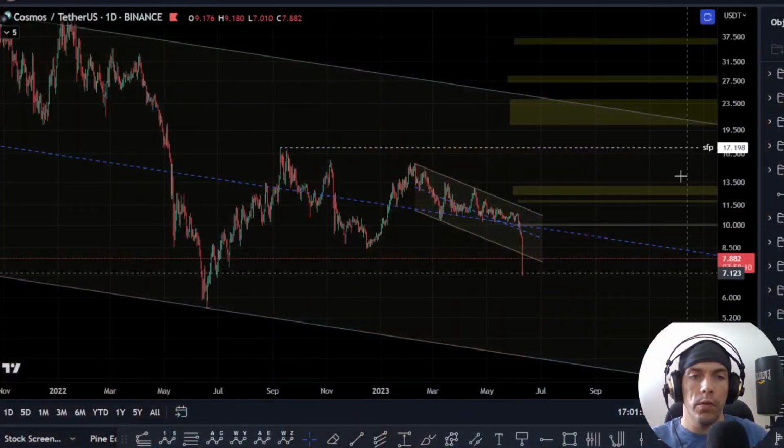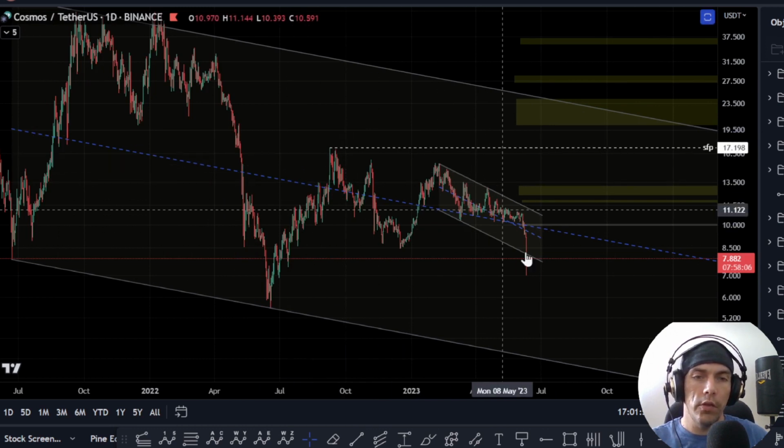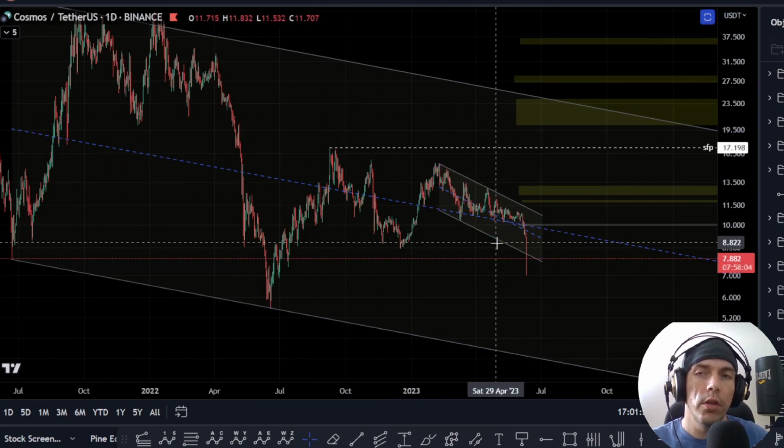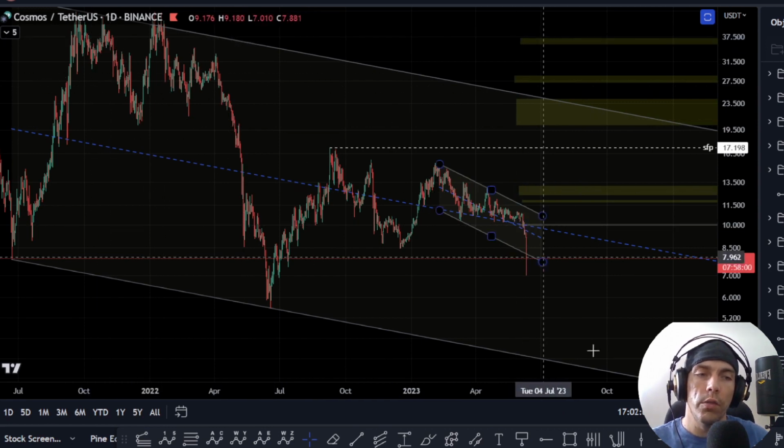Okay, so along with the rest of the crypto world, we've had a bit of a dump here with Atom. Now the question is whether this is actually just still a corrective move and we're actually going to look to push back to the upside here, or whether this is actually looking to break down in a bigger way.